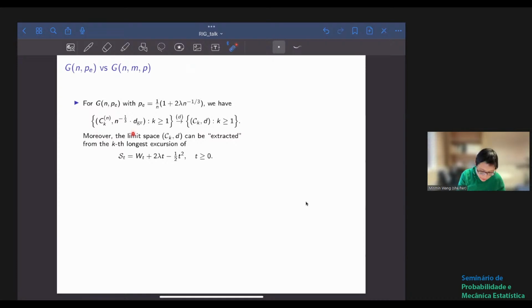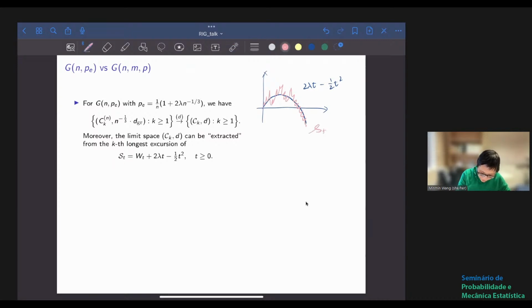Actually, the whole sequence of connected components will converge, right? And this limit object also has a very explicit construction. For that, you first need to take the parabolic function, 2 lambda t minus 1/2 t squared, and then you run a Brownian motion on top of that. So that gives you this process S_t.